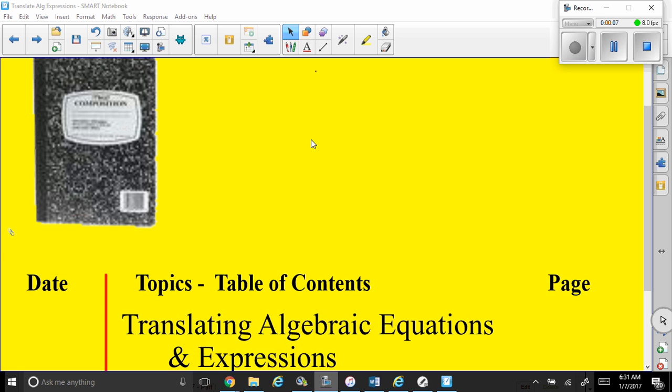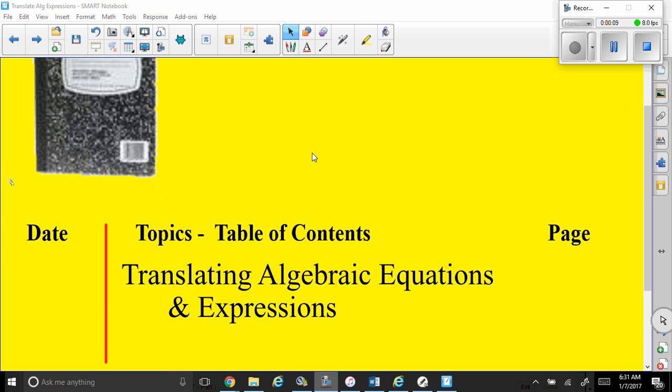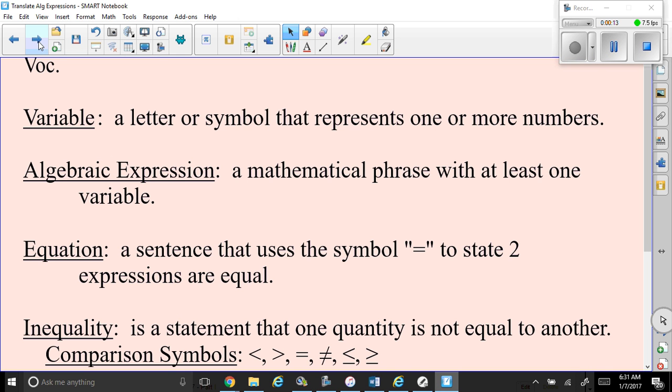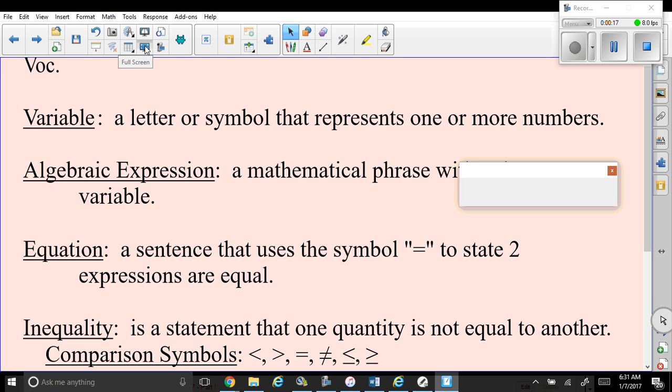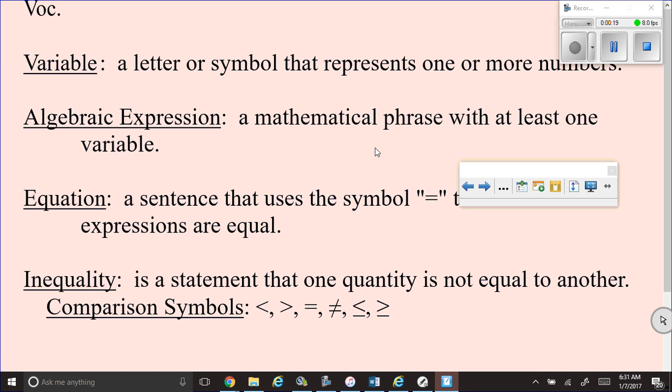This time we are translating algebraic equations and expressions. So here's some vocabulary that we should know. Let me go full screen on this.